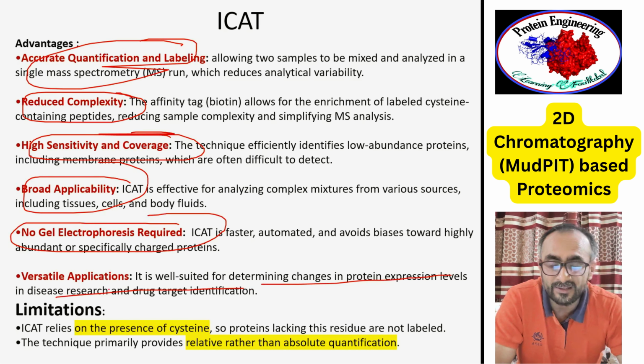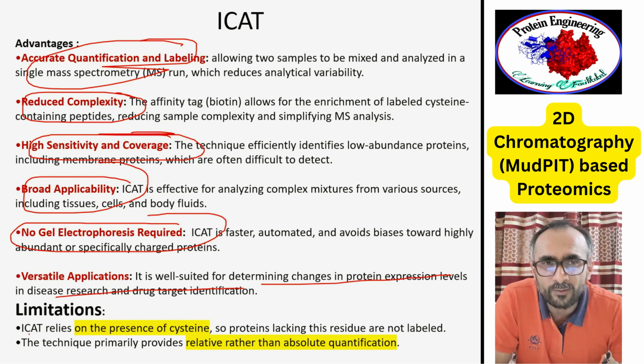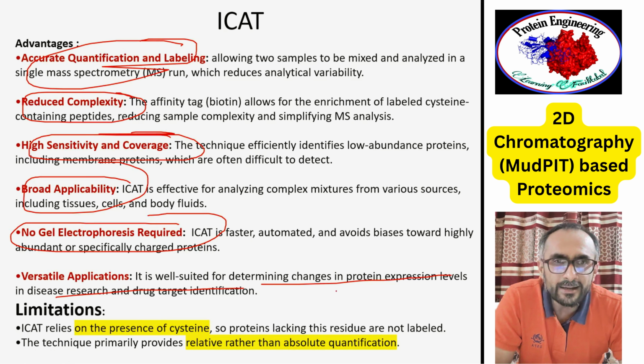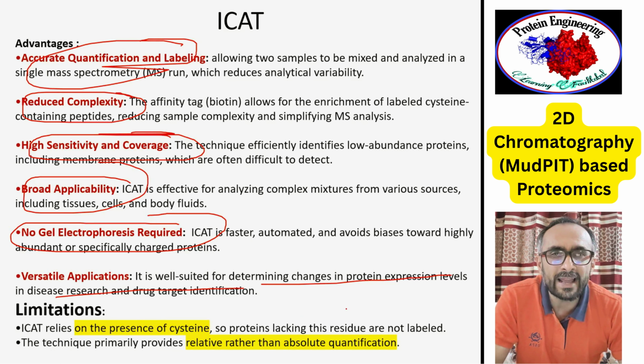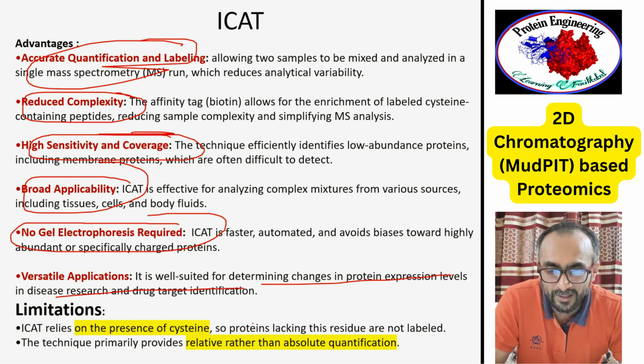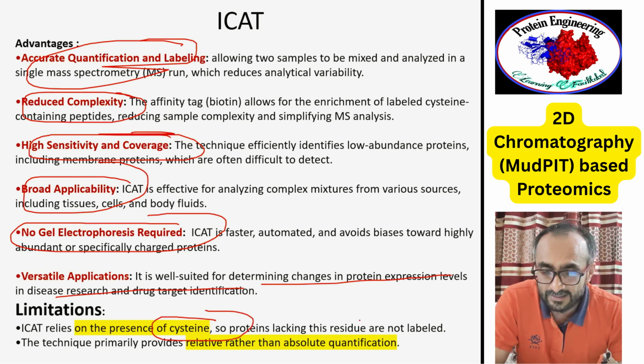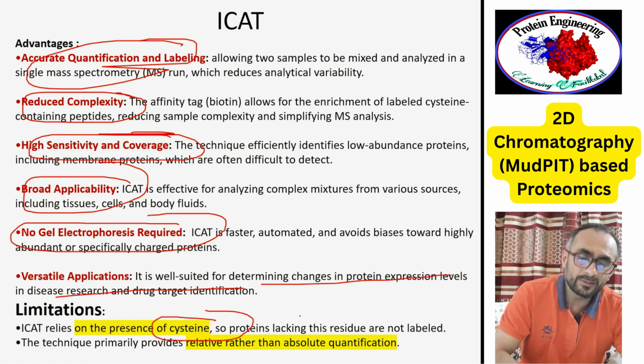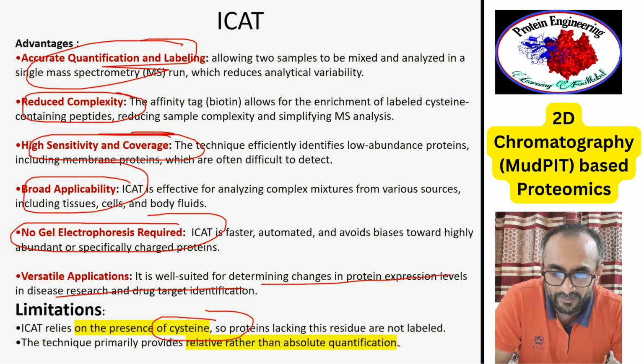well suited for determining change in protein expression levels in disease research and drug target identification. The only limitation with the ICAT technique is it has a cysteine bias. It can only tag to the cysteine amino acid. If a protein does not contain cysteine, that will miss detection here. So that's the only big disadvantage you have with the ICAT technique of gel-free proteomic studies.